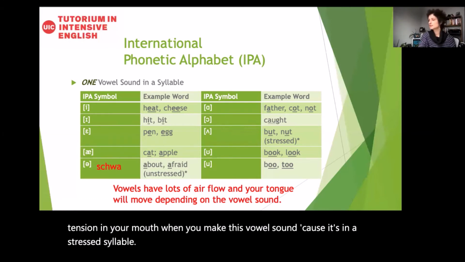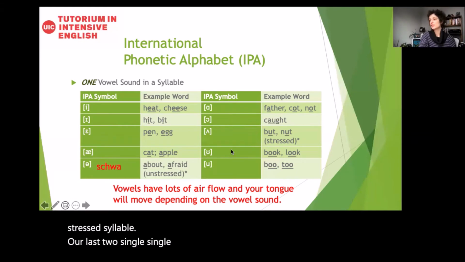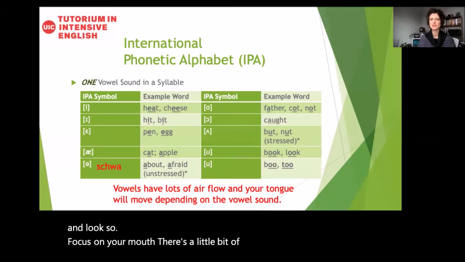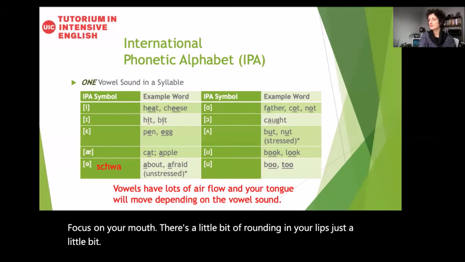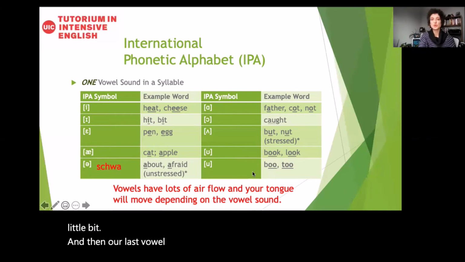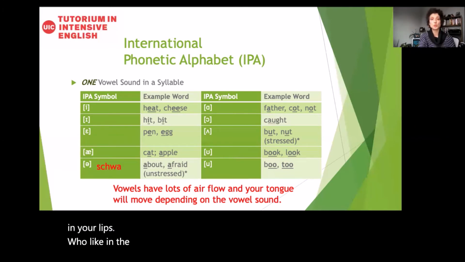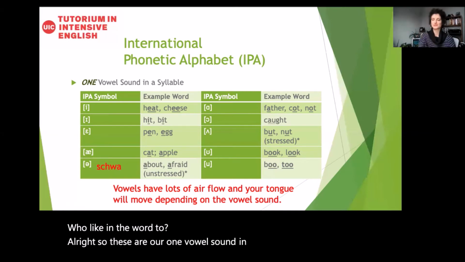And our last two single vowel sounds are the sound in the word book and look. So, focus on your mouth. There's a little bit of rounding in your lips, just a little bit. And then our last vowel sound is the sound ooh, and there's a lot of rounding in your lips. Ooh, like in the word to. All right, so these are our one vowel sound in one syllable vowels.